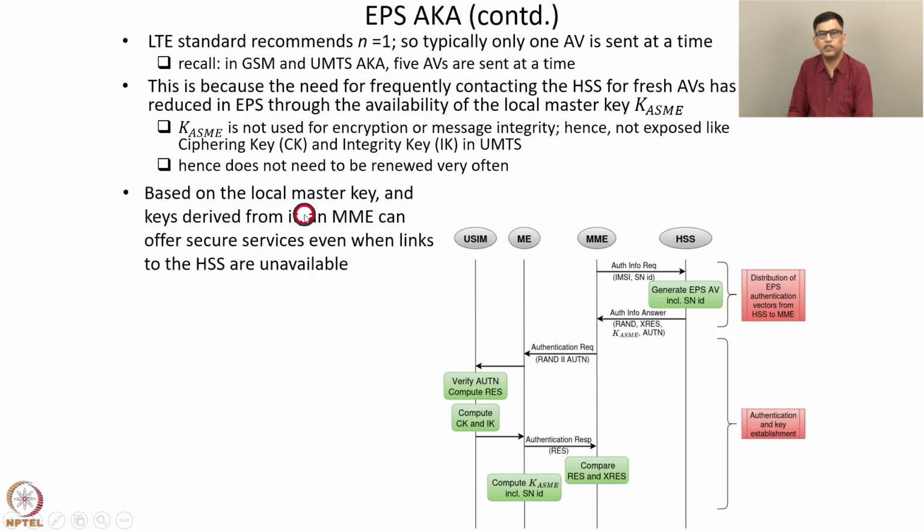Based on the local master key, that is the KASME, and keys derived from it, an MME can offer secure services even when links to the HSS are unavailable. So because of some network connectivity problems, the MME may not be able to connect with the HSS. Even then, it can use its KASME, which it has obtained during a previous authentication. It can use this KASME to securely connect with the cell phone.